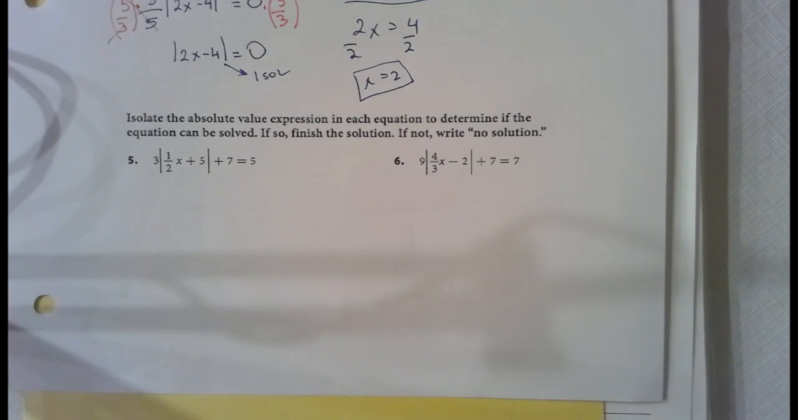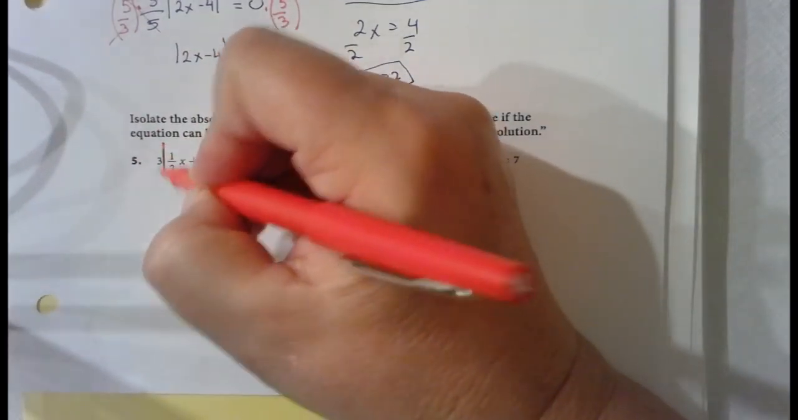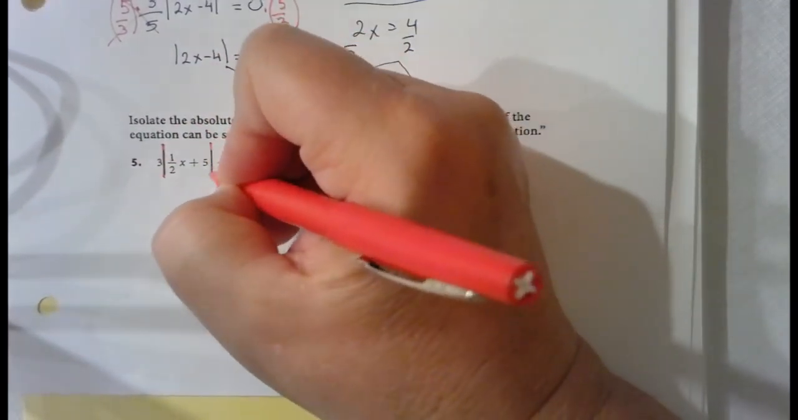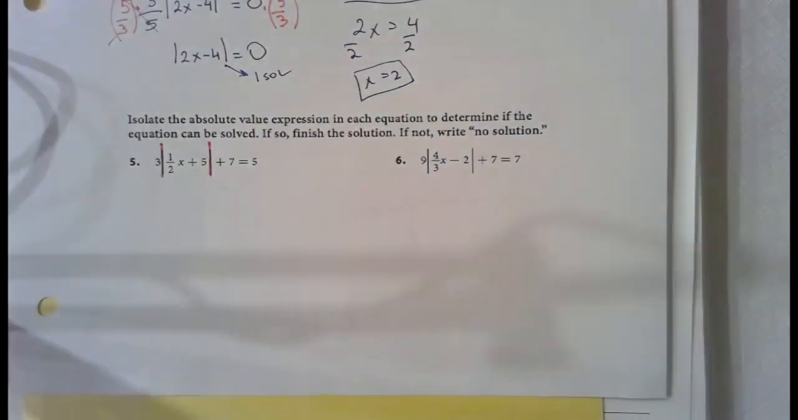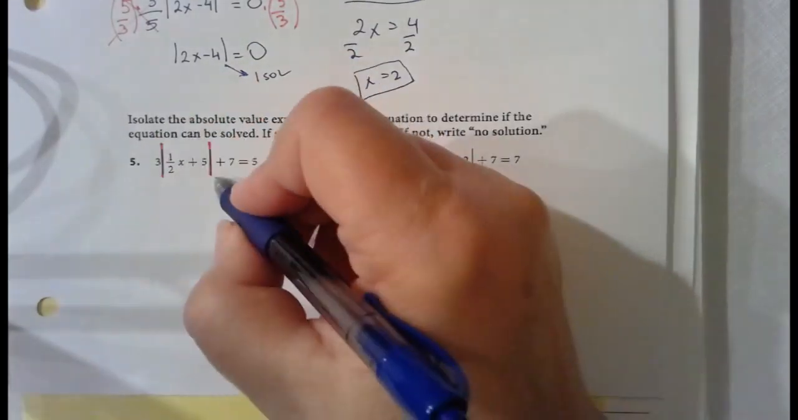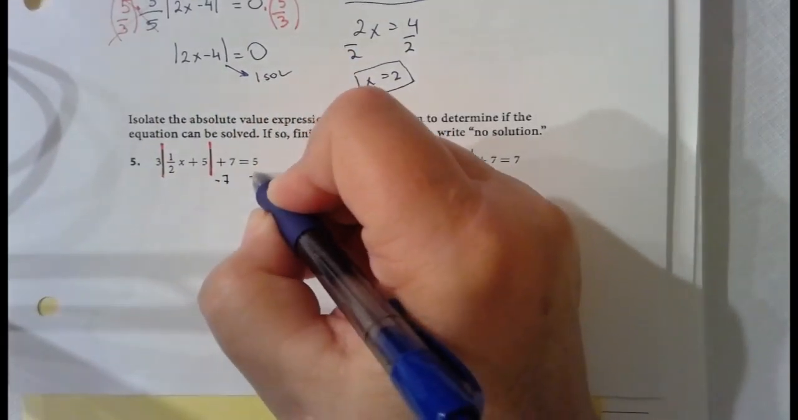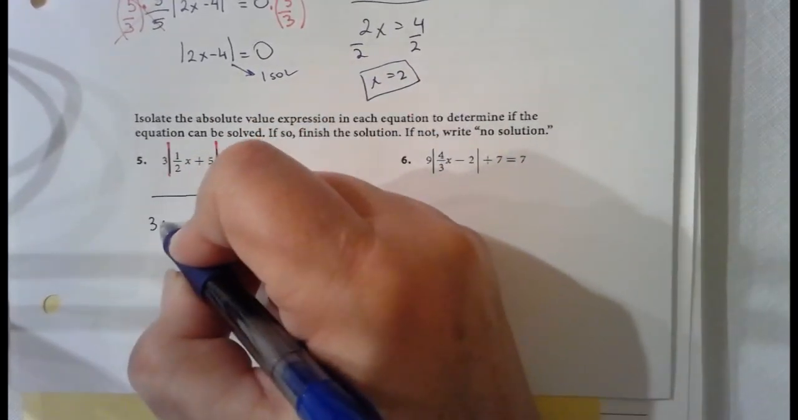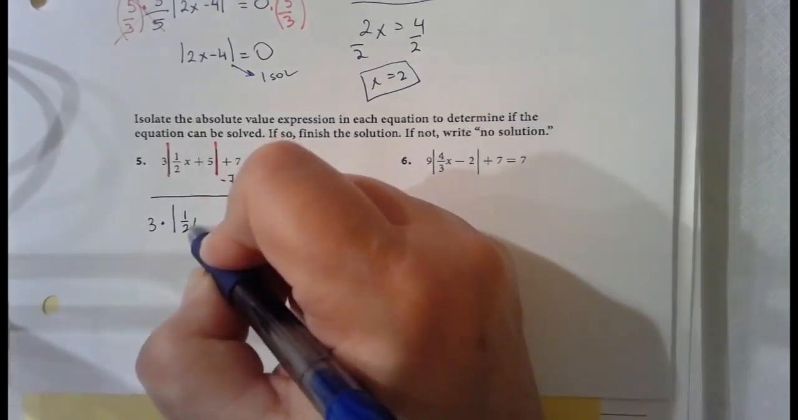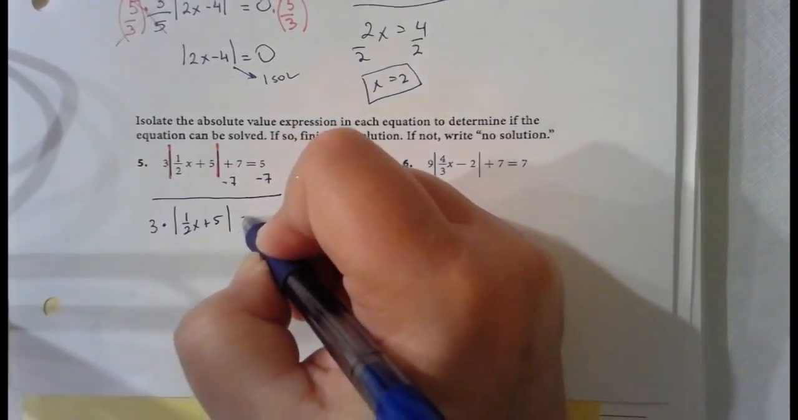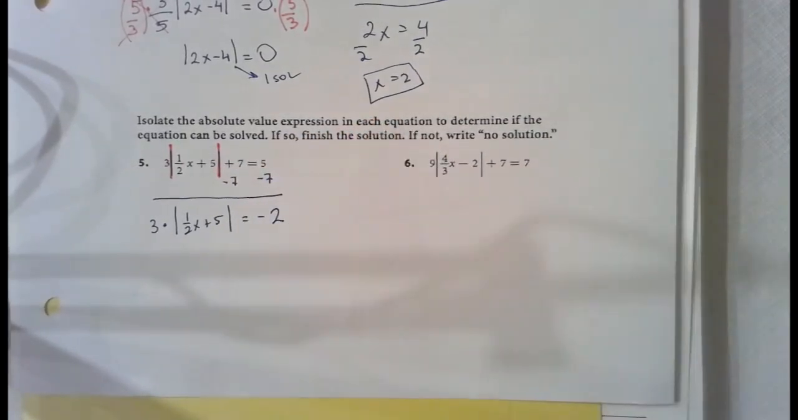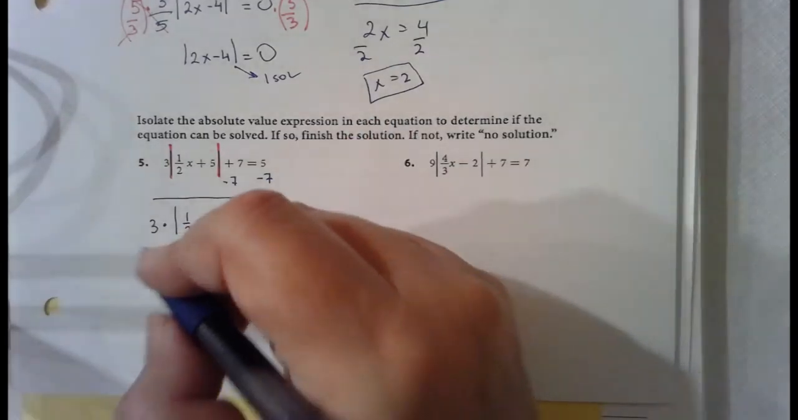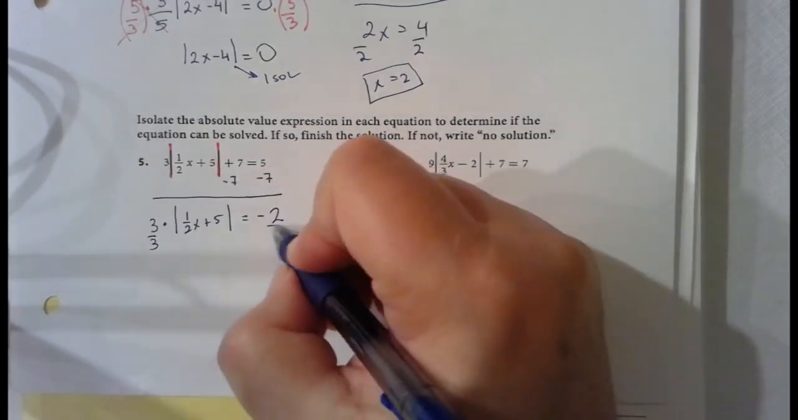If you feel like you're struggling and you need more help, I will do it here for you and you can do it step by step with me. So the first thing is, I notice that the absolute value is not by itself. I need to isolate it, so I'm going to subtract 7 from both sides. So 3 times the absolute value of 1/2 x plus 5 equals negative 2. And the next thing I need to do is divide by 3.